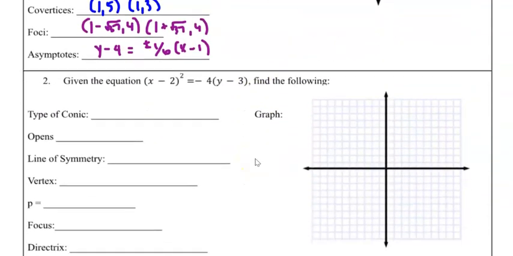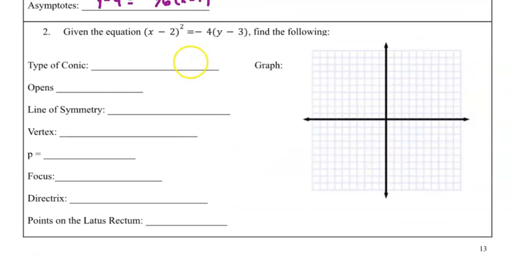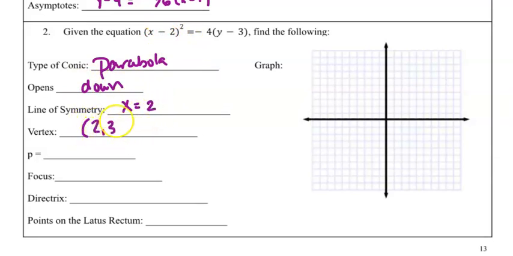The next one is going to be a parabola because I only have one variable squared. So my type of conic is the parabola. This opens up down because x is squared, and the negative here tells us it opens down. The line of symmetry will be the vertical line that goes through the vertex, which is x equals 2. The vertex is going to be at the point 2, 3. And remember that this value here, negative 4, equals 4p, so our p value is negative 1.